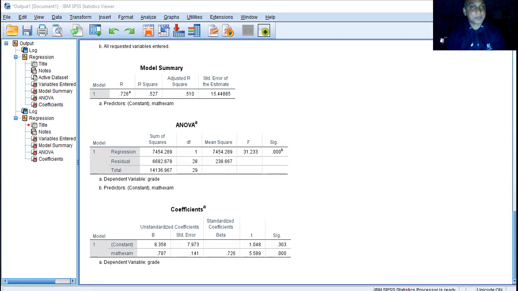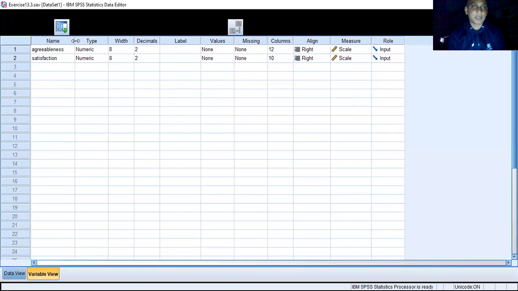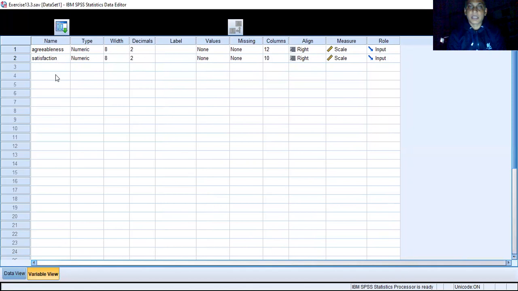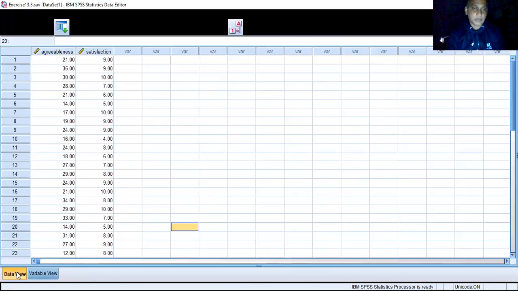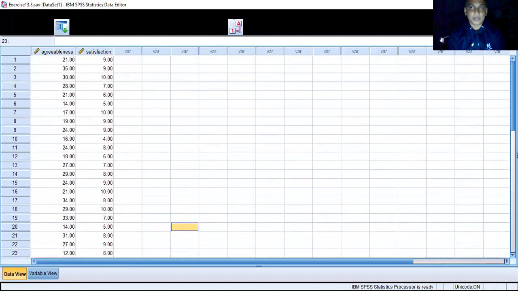for an employee? Now, coming to the analysis part, we have to move to the SPSS file. So I'm opening the SPSS file. Here we open. I'm sharing the file. So this is what the file basically is here. And if you go to the file, just moving to the variable view here. So this is what the variable view is. Agreeableness is one variable. The second variable is satisfaction. And then we are now looking at data also. We have got data of 25 employees.